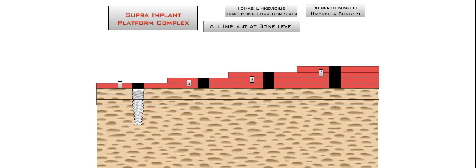So the bone remodelation starts to remove bone from the surface of the implant and creates an exposed zone of the implant, the treated zone, and this creates an inflammatory disease, mucositis, and then peri-implantitis.